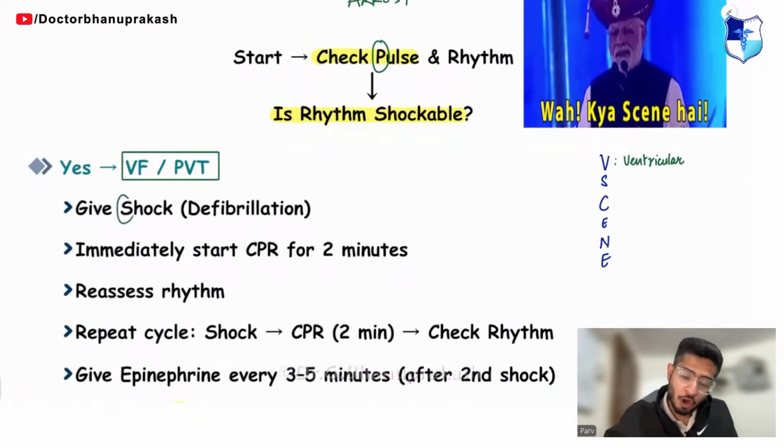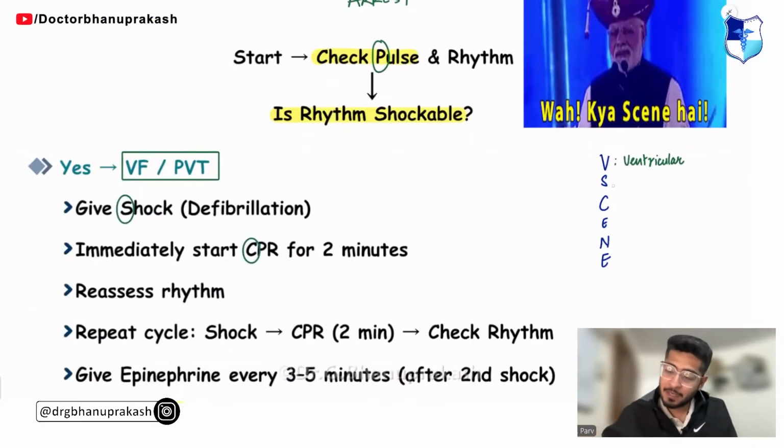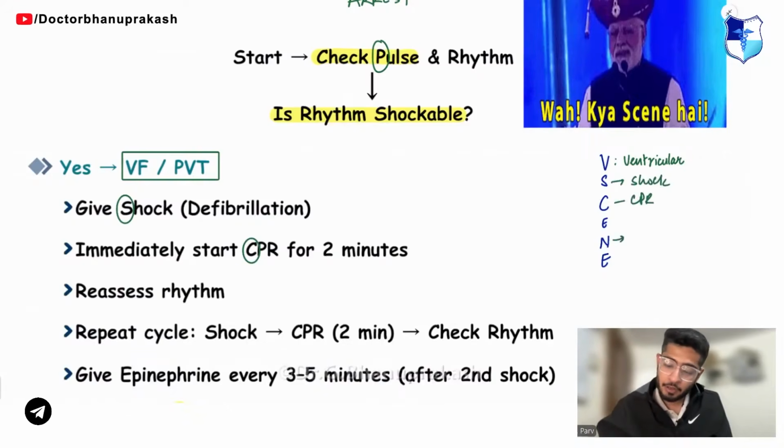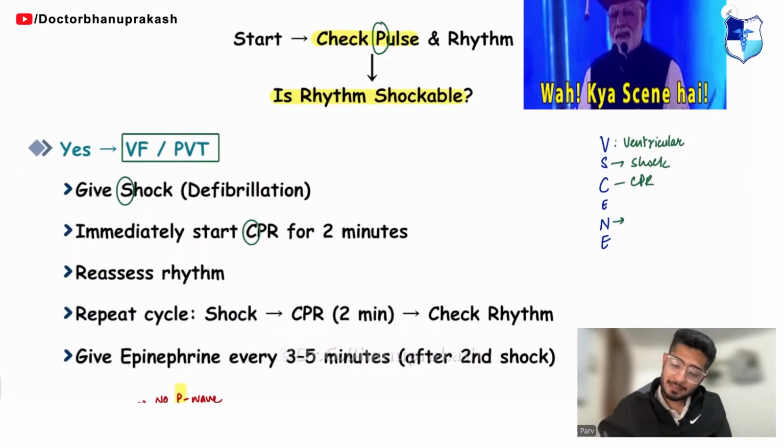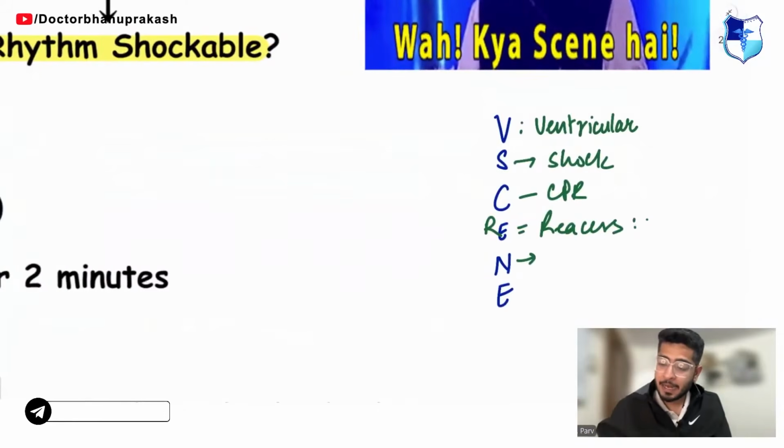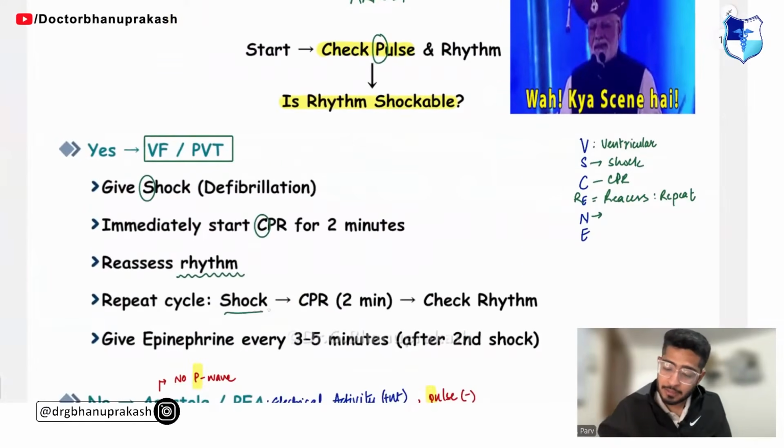S for give shock. Give shock, and then start CPR. S for shock, C for CPR. Then R for reassess the rhythm. Once you reassess the rhythm, you have to repeat the cycle: shock, CPR, and then again check the rhythm.